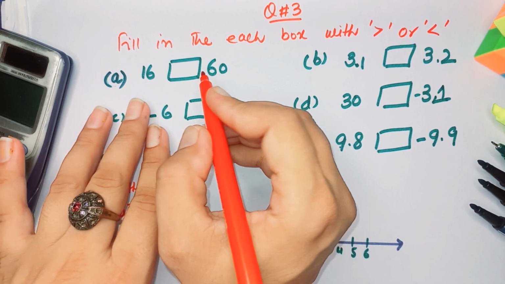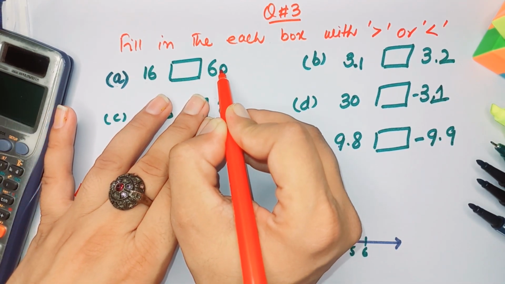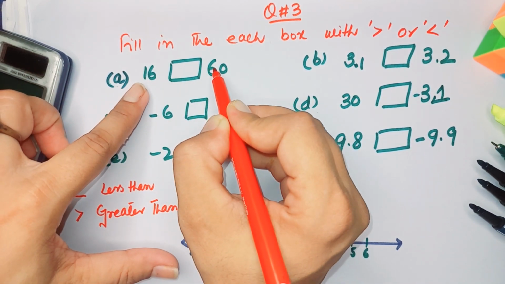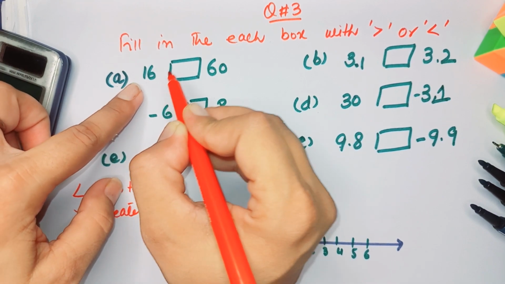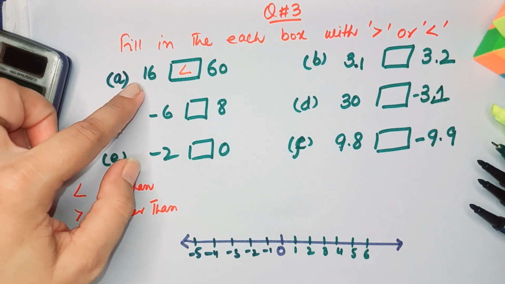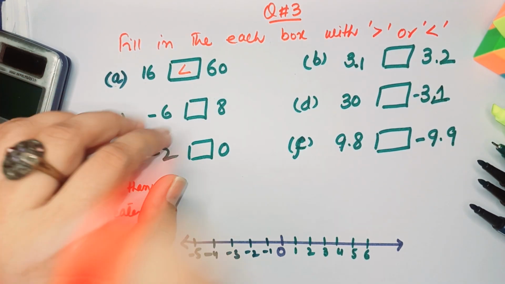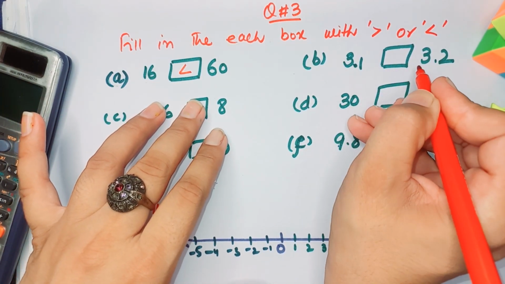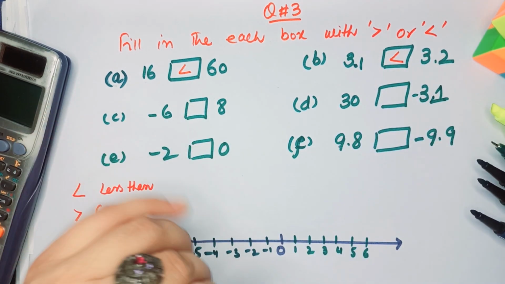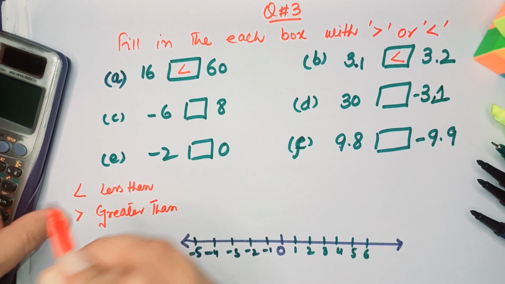Now, the first one is 16 and 60. So 16 is less than 60, smaller than 60, so we will use this L-like symbol. 16 is less than 60. Next, 3.1 and 3.2. 3.1 is less than 3.2, so you have to use this L-like symbol.